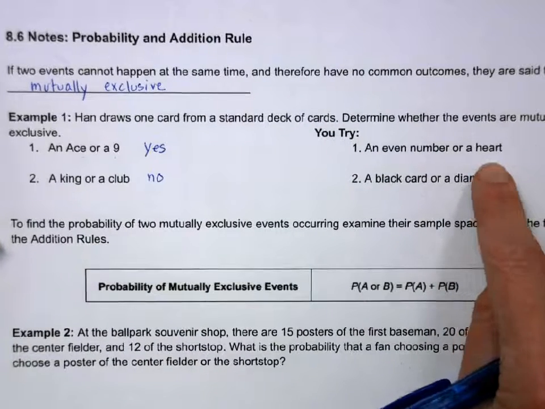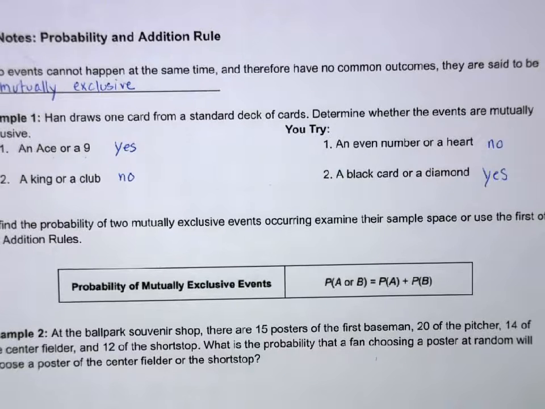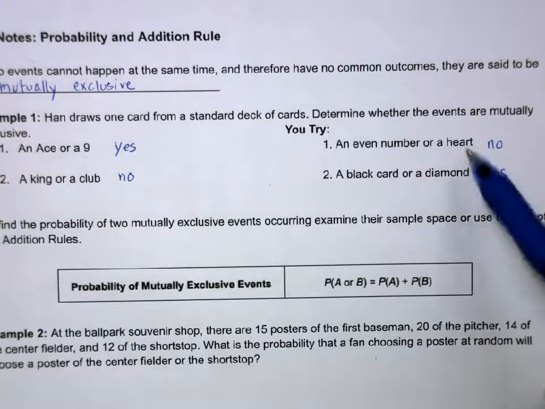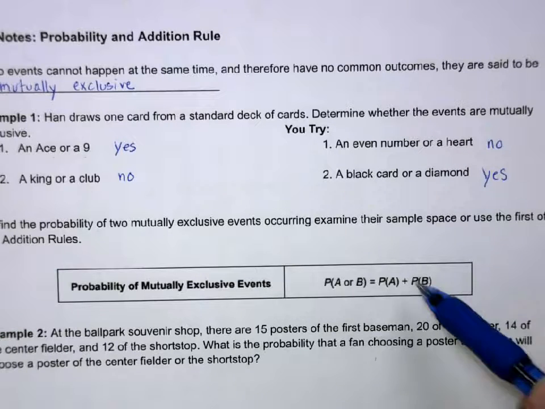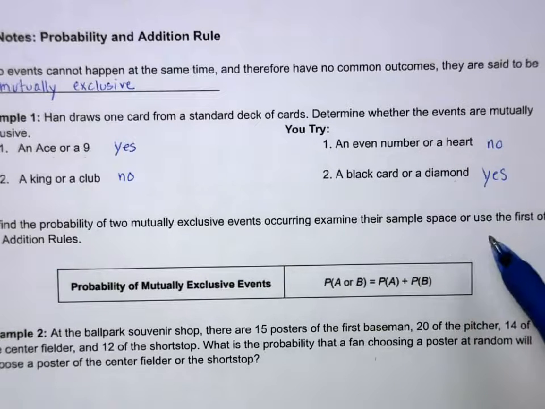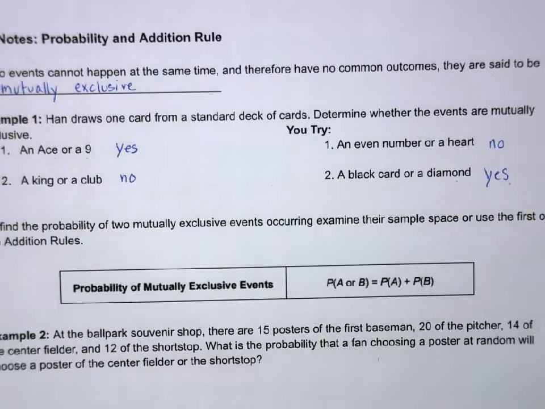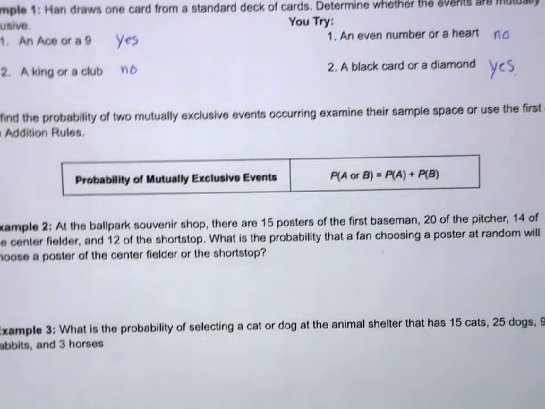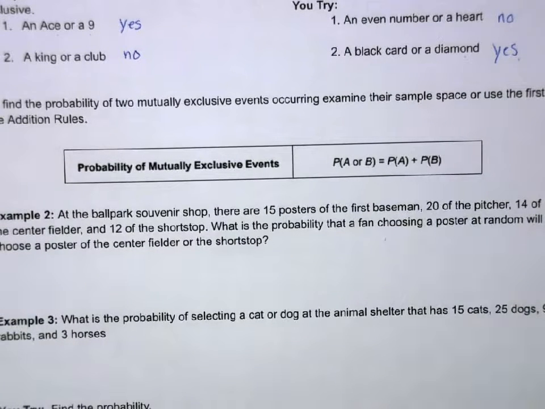Okay, so you try and determine if these events are mutually exclusive. An even number or a heart, there's an overlap there, so those are not mutually exclusive. A black card or a diamond, those are two separate, there is no overlap, so those are mutually exclusive. The probability of mutually exclusive events is simply the sum of the two probabilities.